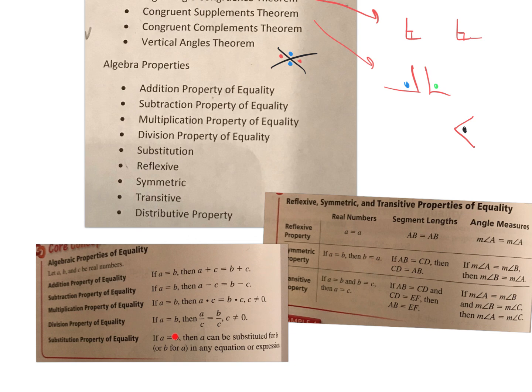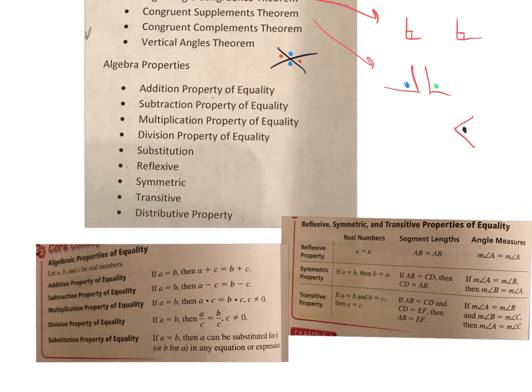Substitution property. If A equals B, that means that you can substitute A in for B in any equation or expression. Okay, that's substitution. Reflexive property. That's right here. That basically says every entity equals itself. Reflexive property. Symmetric.